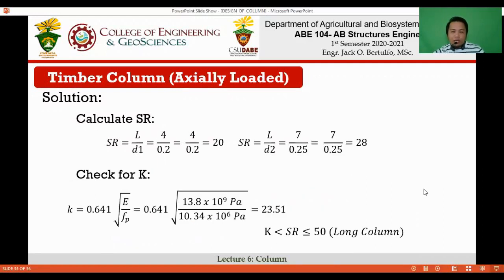So if we adjust, this is what happened. First, calculate the SR, the same as before. Then for the other SR, as we questioned earlier, 4 is the unsupported relative to Y, 7 is the unsupported relative to X. So we can calculate that the larger SR is 28. Our K value that we calculated earlier is 23. So therefore, it is still a long column, but now its SR is 28.